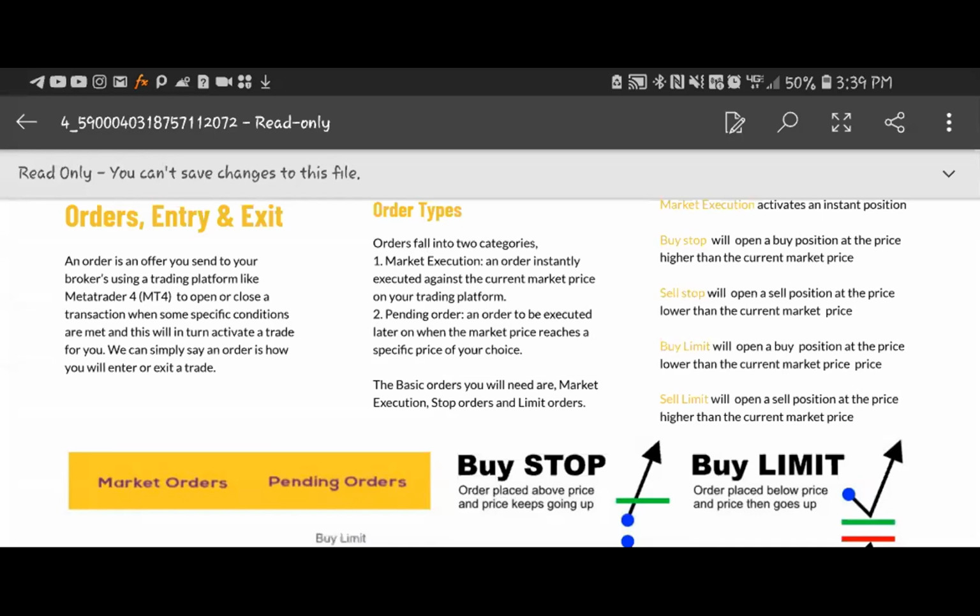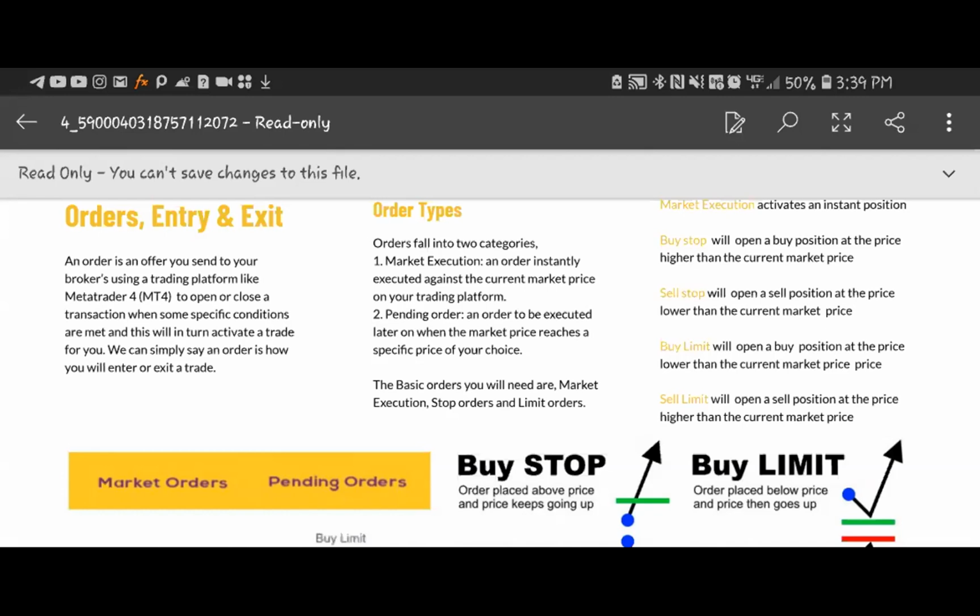So your sell stop. In your sell stop, your entry price is always below the current market price. What does that mean? It means that there are buyers in the market, and after analyzing your trade, you're like, I can't sell this thing now. What if it continues going up?